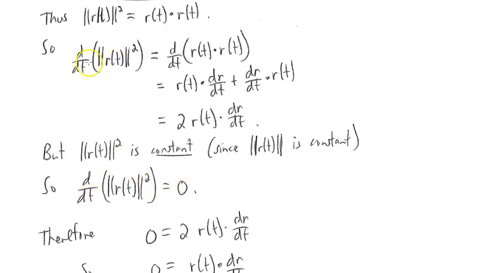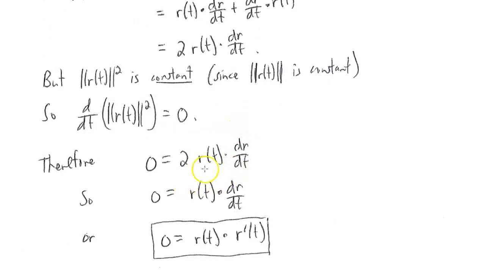Well, if this is equal to 0, but it's also equal to this, then 0 is equal to this. Right? So the point is 2 times r of t dot dr dt is 0. Okay, and you can divide both sides by 2 now, and the point is you get r of t dot dr dt is 0. Or in other words, r of t dot r prime of t is 0. So in other words, r of t and r prime of t are orthogonal.